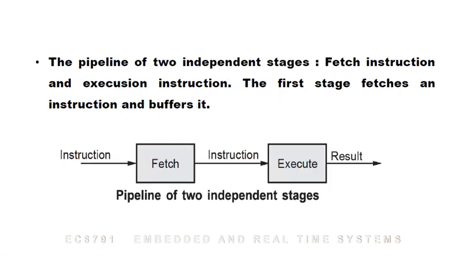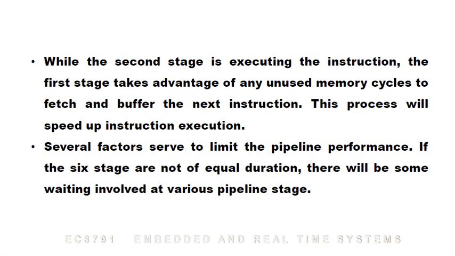The pipeline of two independent stages: fetch the instruction and execute the instruction. The first stage fetches an instruction and buffers it. It is a pipeline of two independent stages. Here is the fetch and here is the execution. Then next one is the result. While the second stage is executing the instruction, the first stage takes advantage of any unused memory cycles to fetch and buffer the next instruction. This process will speed up instruction execution.